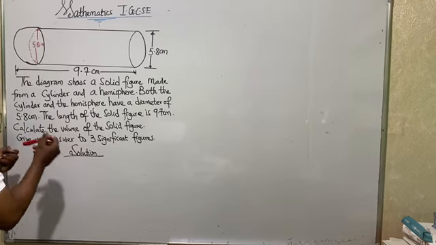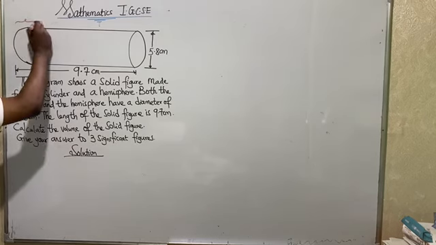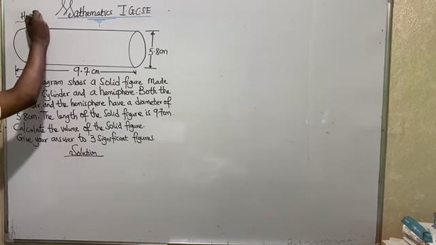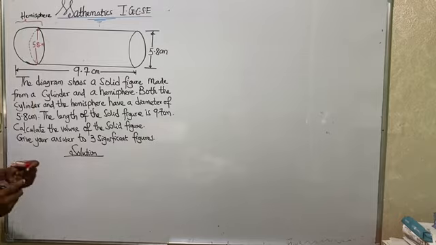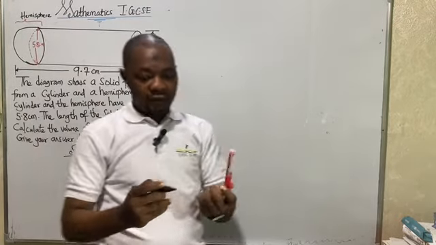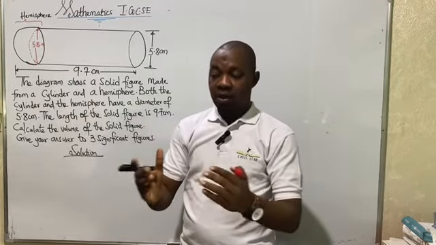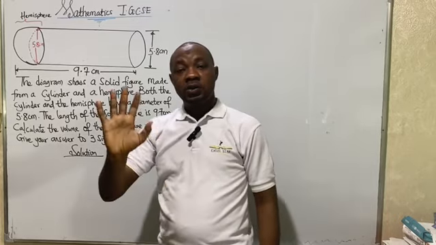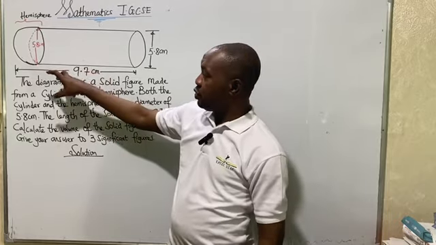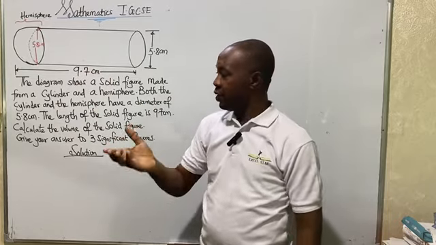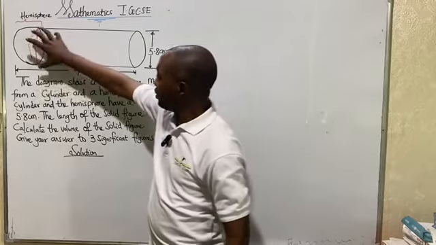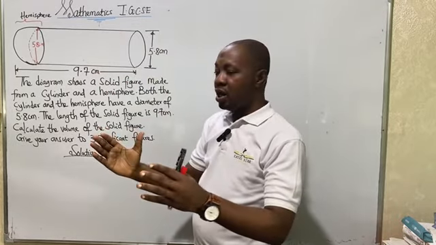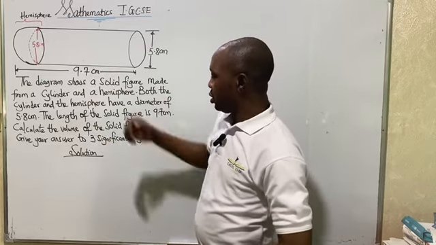So this is the hemisphere. This shape is the hemisphere. A hemisphere is half of a sphere. A spherical object is a full sphere, but a hemisphere is half of it. So we have this hemisphere, and then we have a cylinder. These two shapes are joined together to form the solid figure.